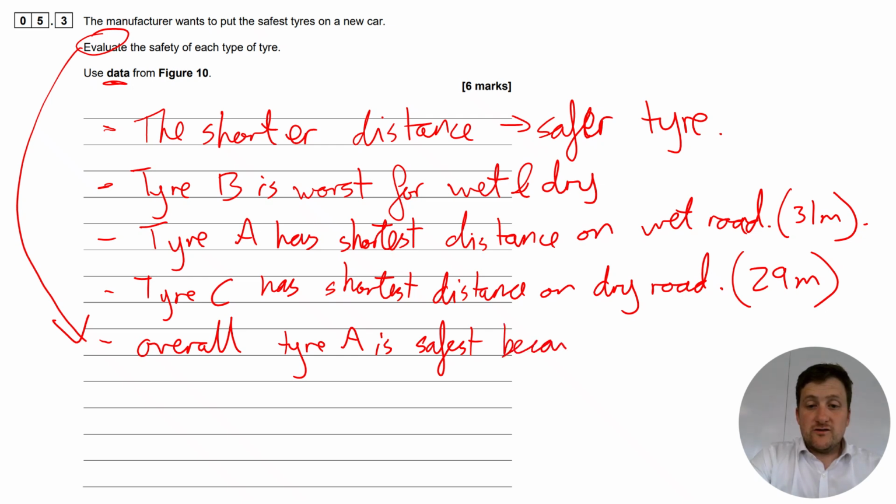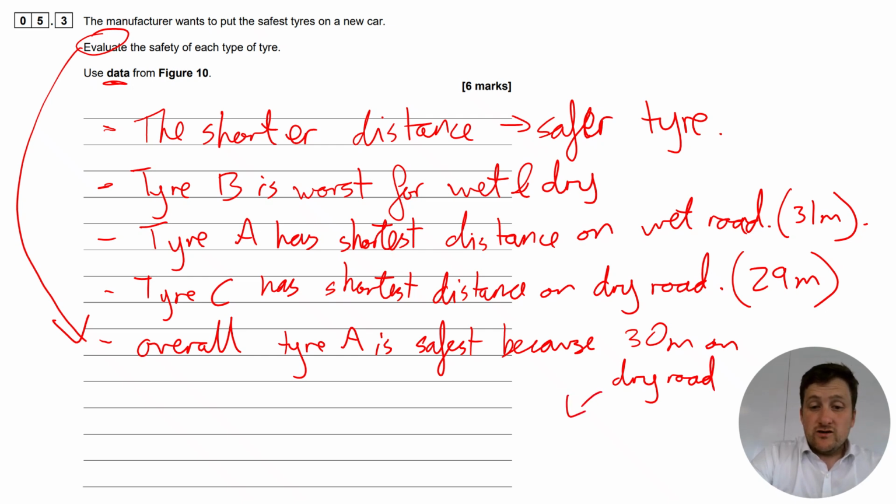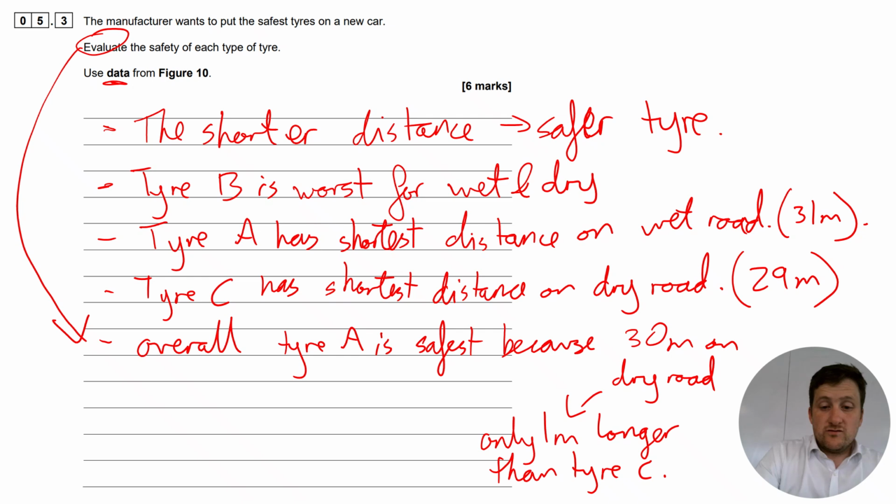because it's not bad on a dry road either. So we can talk about how actually on a dry road it's only 30 meters. On a dry road that's only 1 meter longer than tire C. Okay, that's our conclusion. This really important overall bit, that's our conclusion, which is what's going to take us to those higher 4, 5 and 6 marks for this question.